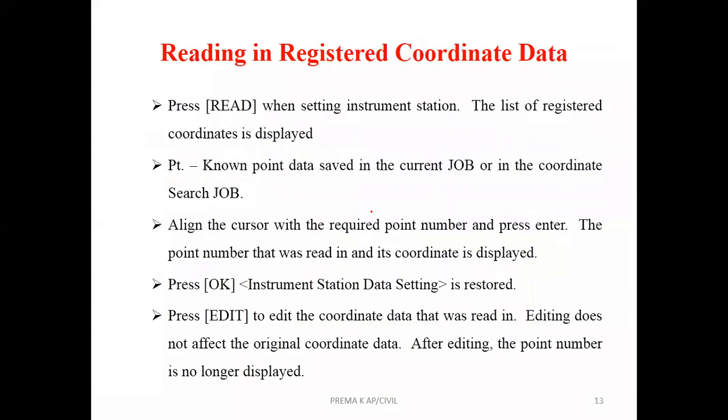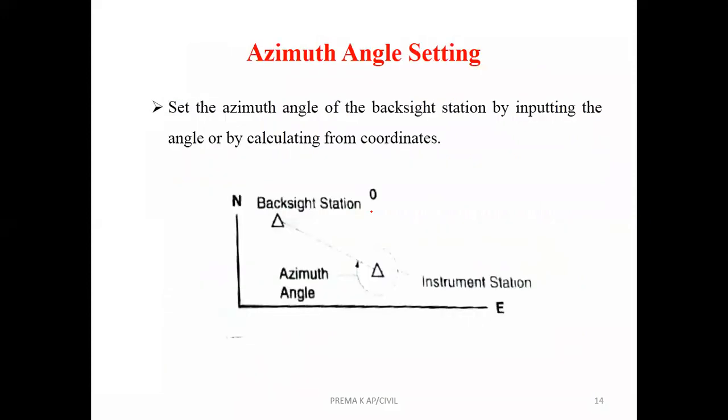So next is azimuth angle setting. So set the azimuth angle of the backside station by inputting the angle or by calculating from coordinates.